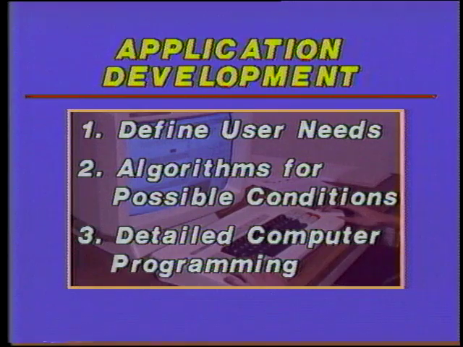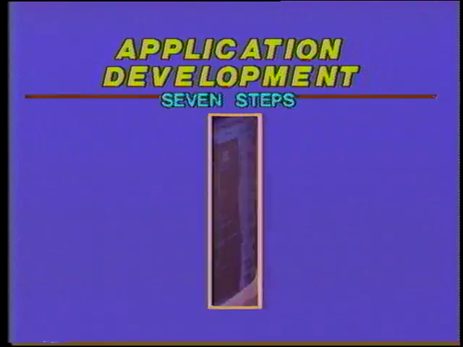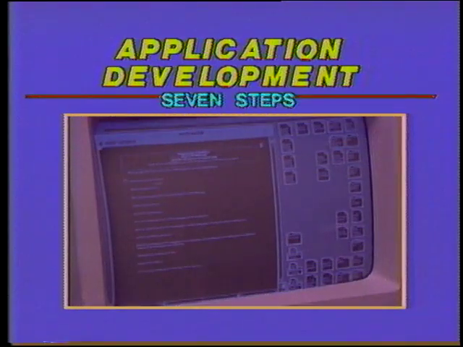Computer application systems can be very large and complex. Therefore, it is necessary to prepare and plan the development process carefully. There are 7 steps traditionally followed in developing a computer application.